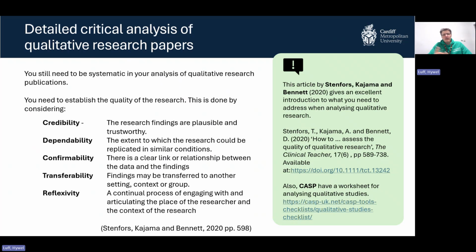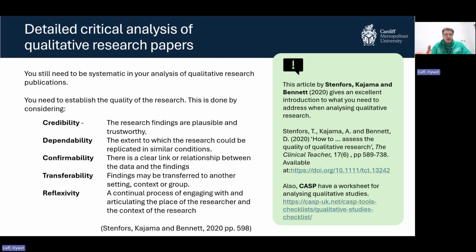Well, for qualitative studies, you're looking for specific things as well, aren't you? Looking for credibility, so whether you can depend on the results in there, whether you might be able to confirm those results. Can you really see that link between the relationships of data and the findings? Could these findings be transferred to other situations, which is part of the point of using the study in a way, isn't it? And the reflexivity aspect: how reflexive are the researchers being, and are they engaging with their own positionality in respect to the work that they're doing?